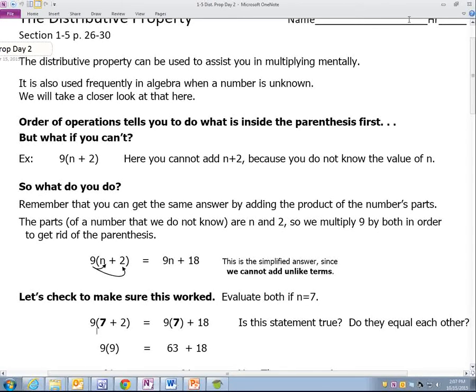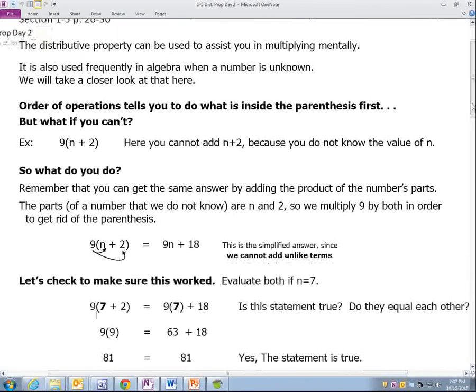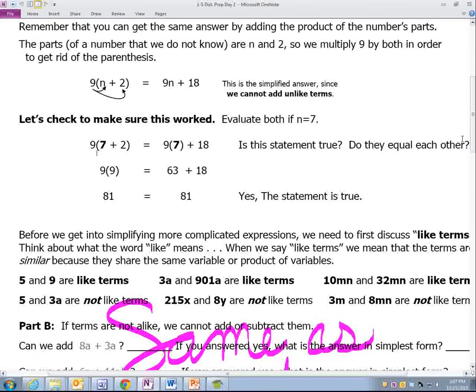When we don't know what the variable is inside of parentheses, we can't just add it to something. We can only simplify it so far. So when we can't do that, we have to remember to get the same answer by adding the product of the number's parts. The parts, the number we don't know, are n and 2. So the parts are within the parenthesis. Then we multiply by 9 in both in order to get rid of the parentheses. This is what we did on Tuesday.